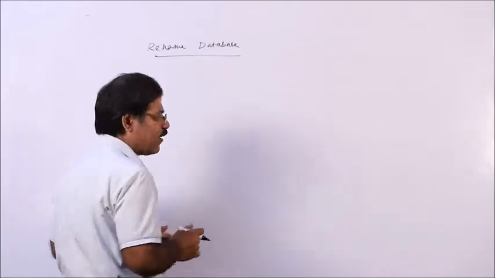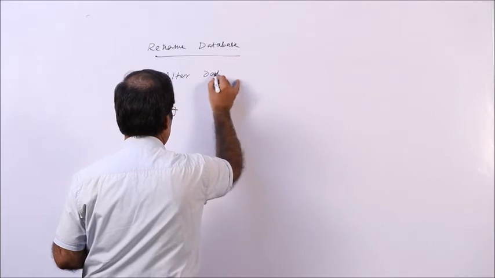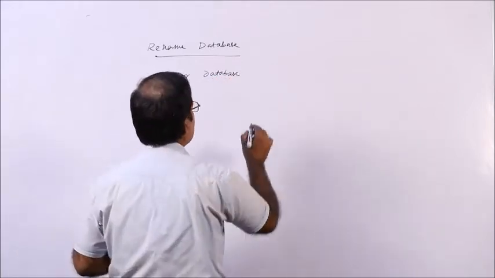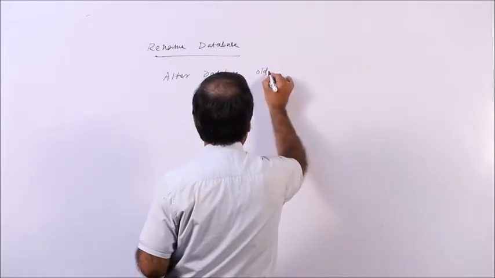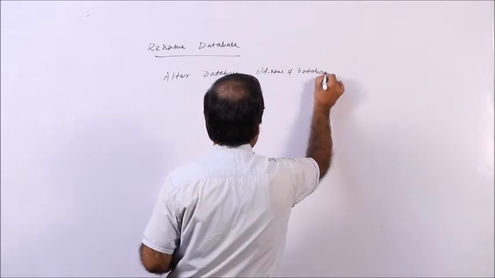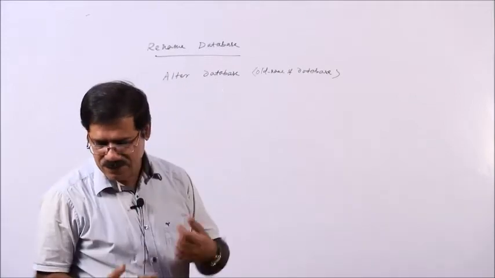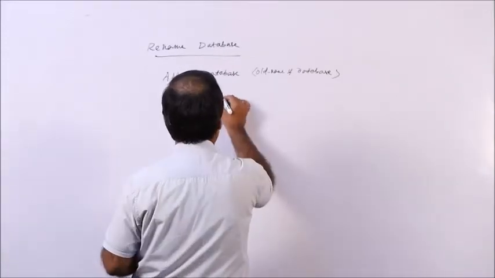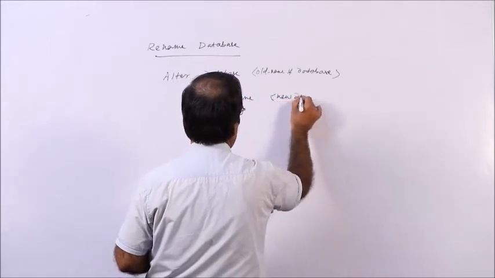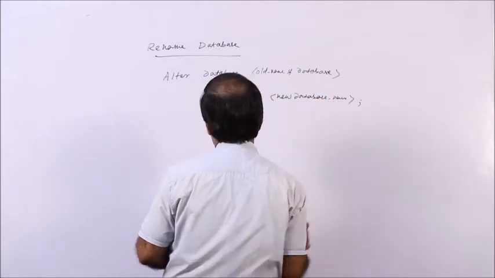Okay. So, the command is alter database, and you write the old name. What is the old name? The old name of the database, which you already provided, and you want to change to some new name. So, rename to the new database name.